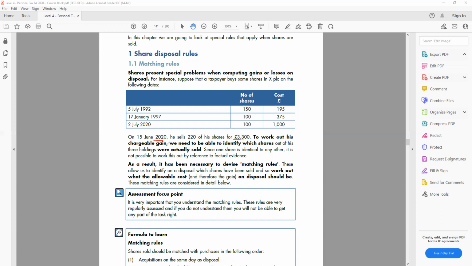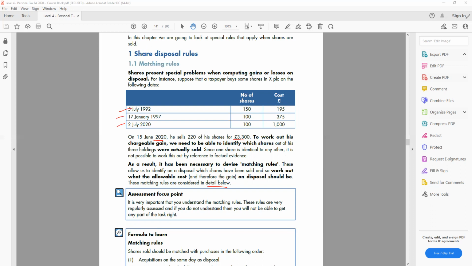To work out his chargeable gain, we need to be able to identify which shares out of his three holdings were actually sold. So from this one and that one, which one did he sell? Since one share is identical to any other, it is not possible to work this out by reference to the factual evidence. As a result, it has been necessary to devise the matching rules. This allows us to identify on a disposal which shares have been sold, and so work out what the allowable cost on the disposal should be. These matching rules are considered in detail below.